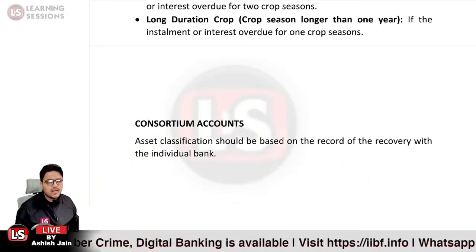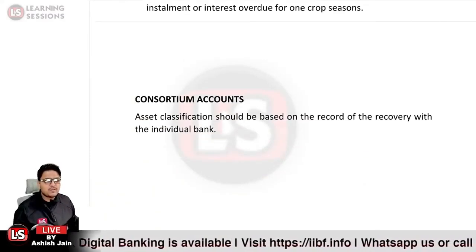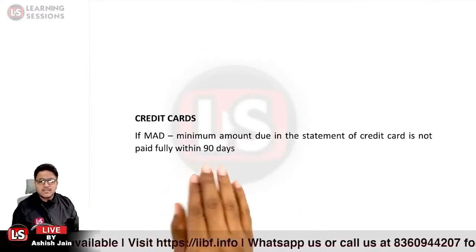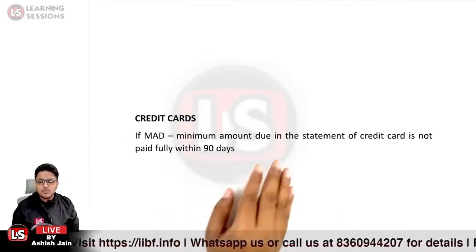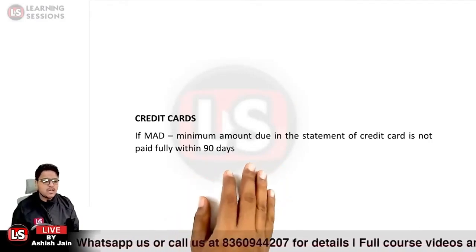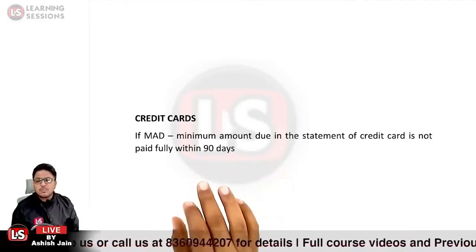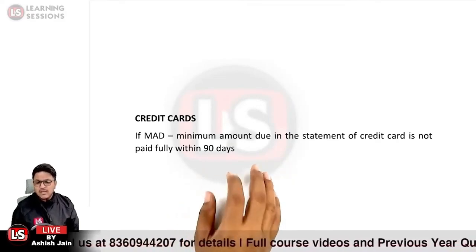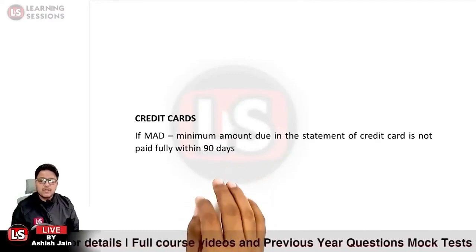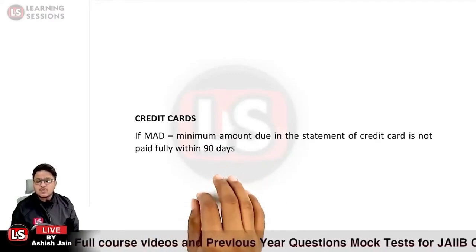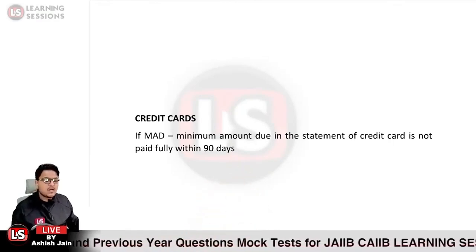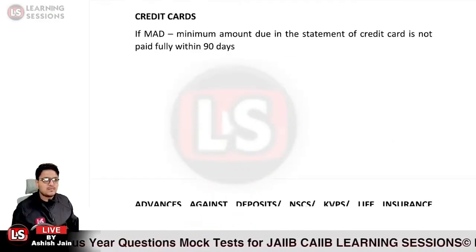Over here. Is that clear? And further it is related to credit card. There is an amount mentioned in the credit card, that is the MAD, the minimum amount due. If the minimum amount due in the credit card statement is not paid fully within 90 days, in that case also the account will be classified as a non-performing asset. The credit card account will be classified as non-performing asset.